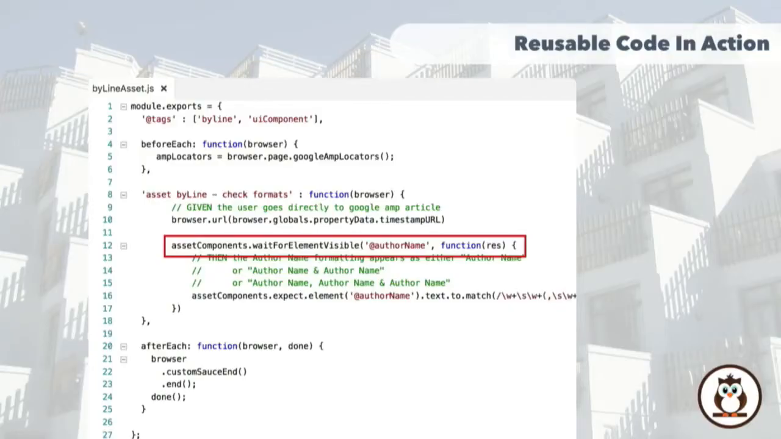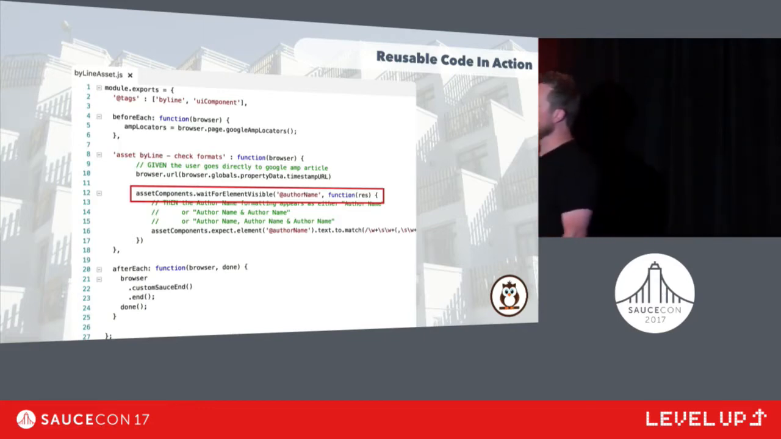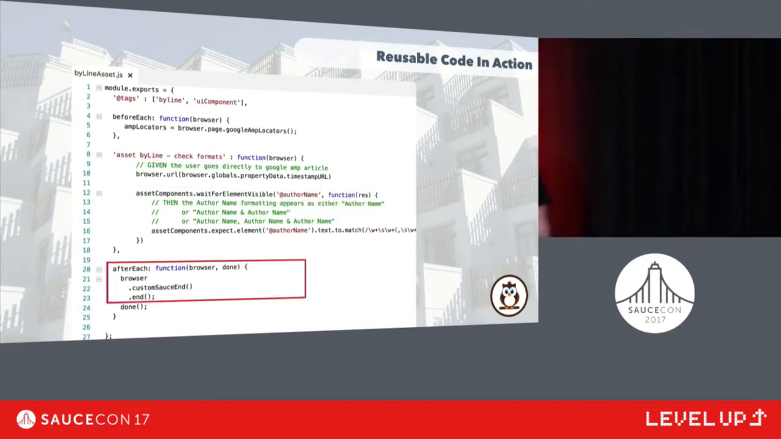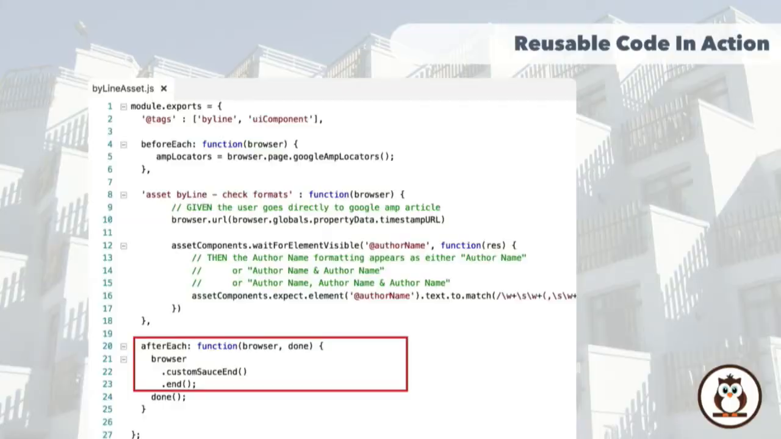And then we need to call one of our centralized locators for the author name. Here we're just reusing it, it's reusable in that sense, and that makes it more efficient, keeps your tests more reliable and maintainable. And the last, you're reporting the status back to Sauce.